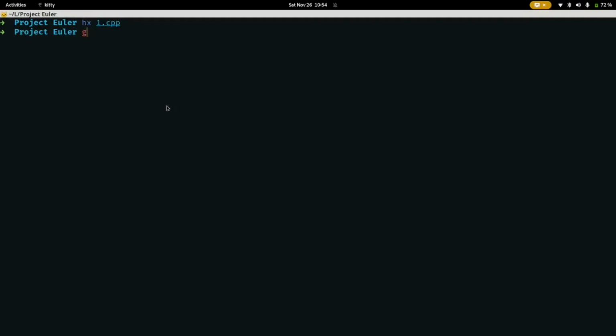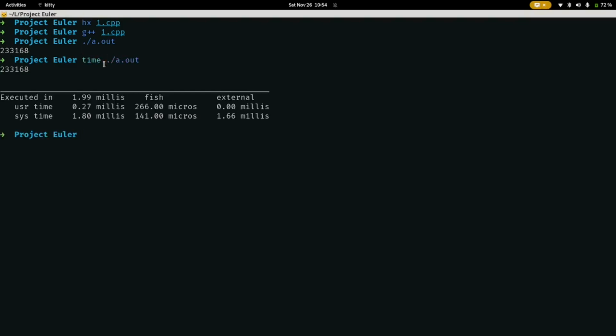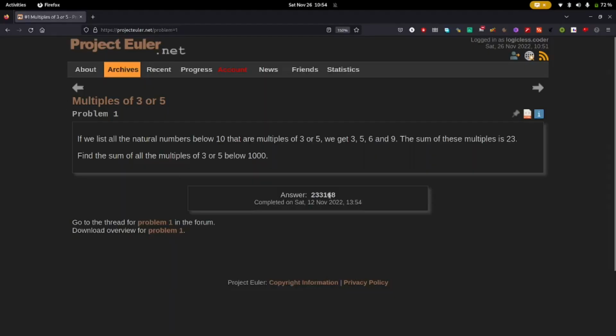We run this. We'll see the sum is 233,168. And if we time the execution, it says it was executed in 1.99 milliseconds, which is pretty fast because there are only 1000 numbers. And it is indeed the correct answer, 233,168.